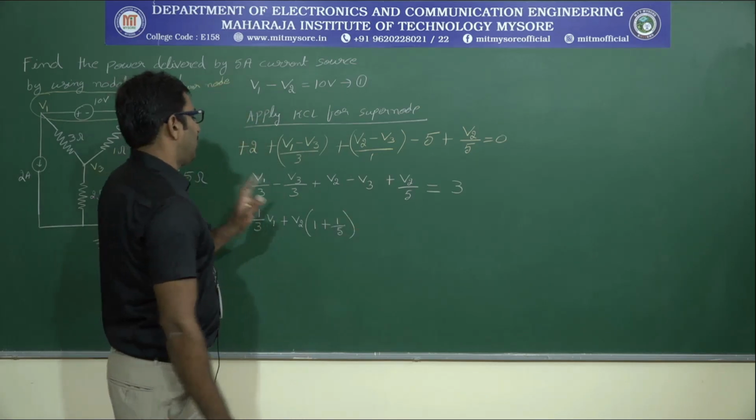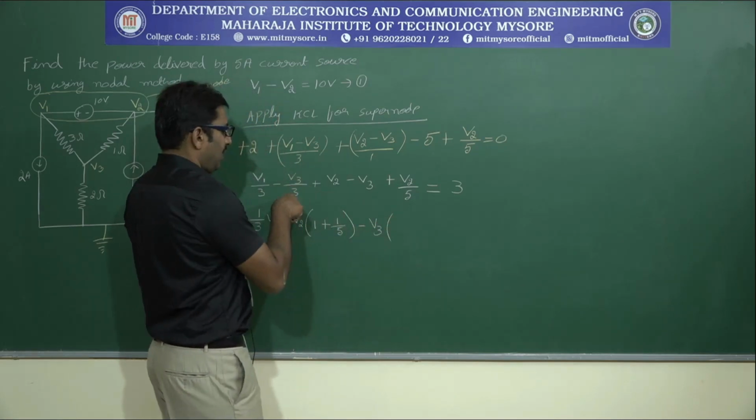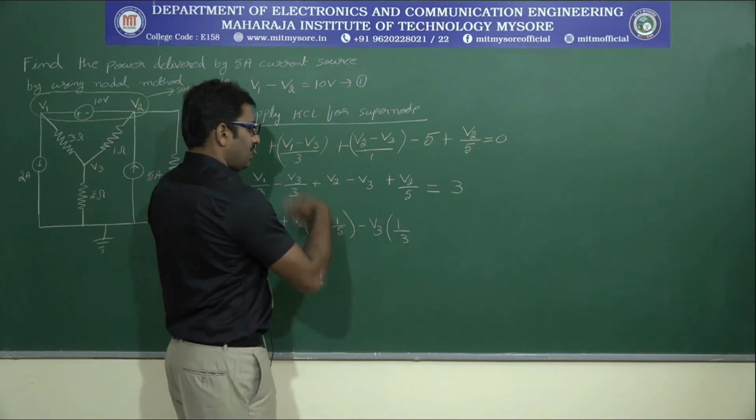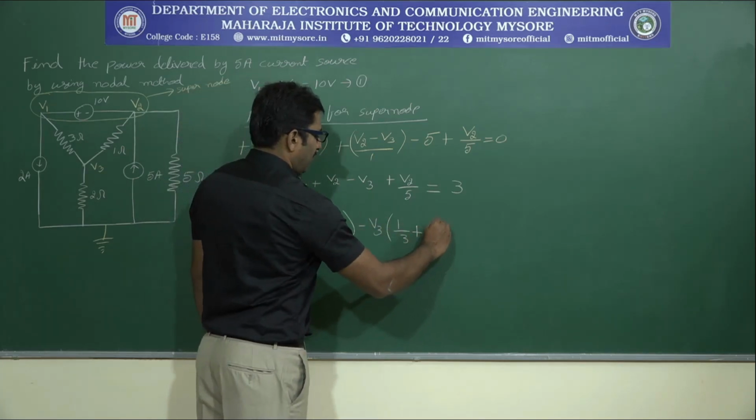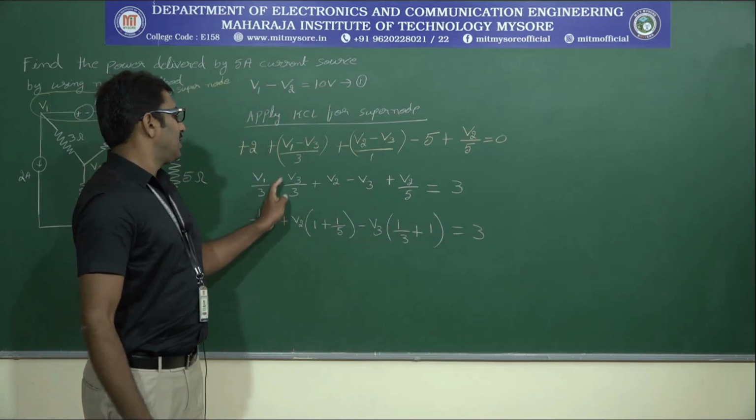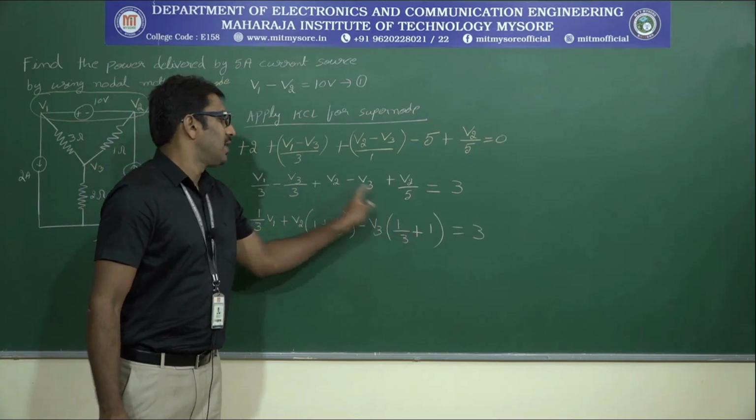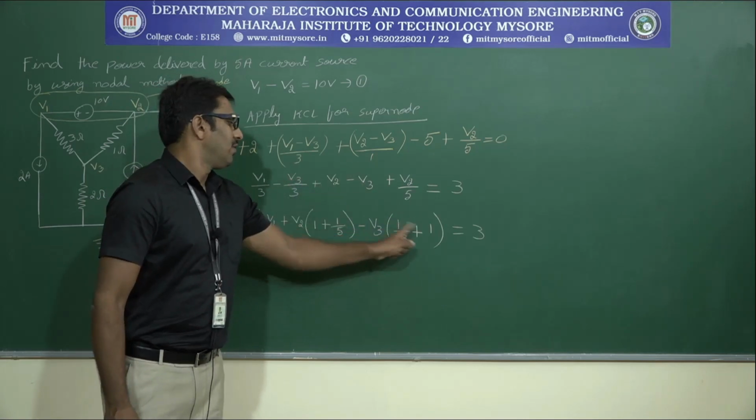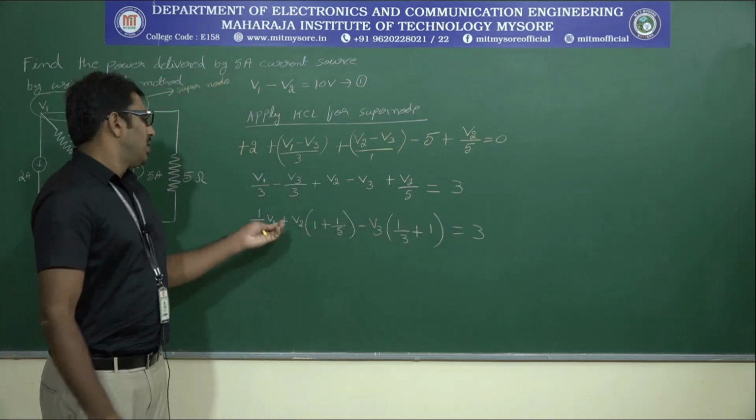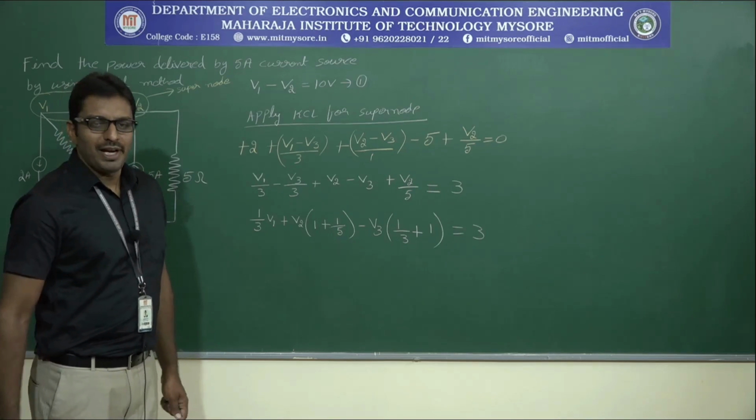Next, V3 common factor. That's why minus V3 into, what is the remaining term, the coefficient of V3? 1 by 3. So, already minus, so plus 1, that is equal to 3. So, minus V3 by 3, minus into minus, minus into plus, minus V3 into 1, V3, that is equal to 3. Next, just by using your calculator, simplify this equation and write the simplified equation.